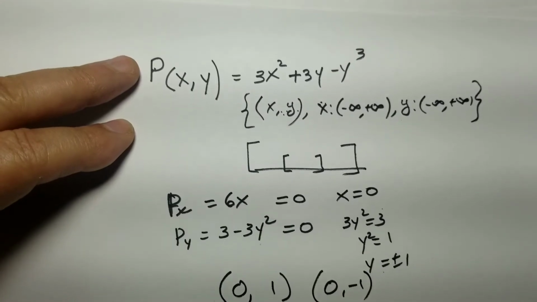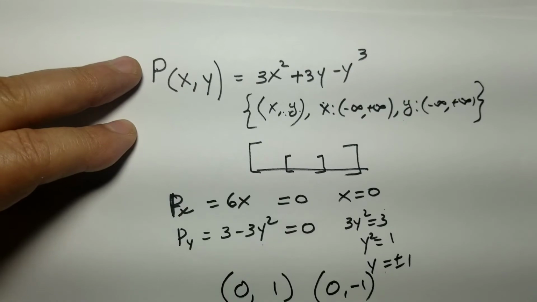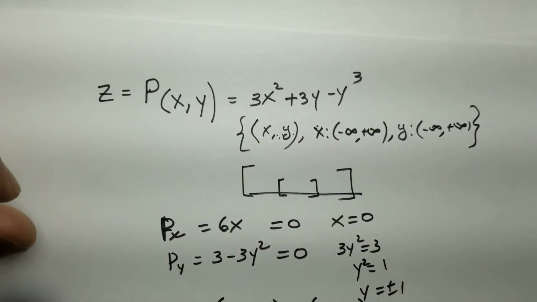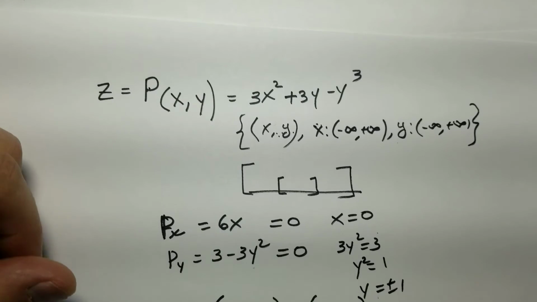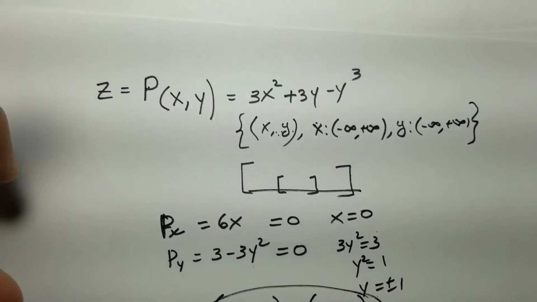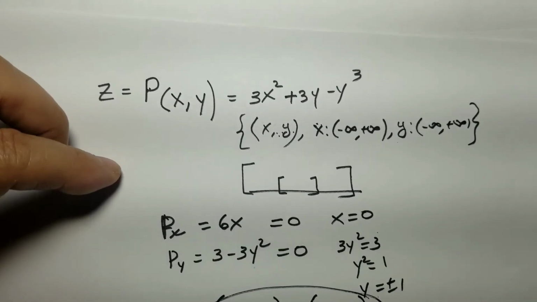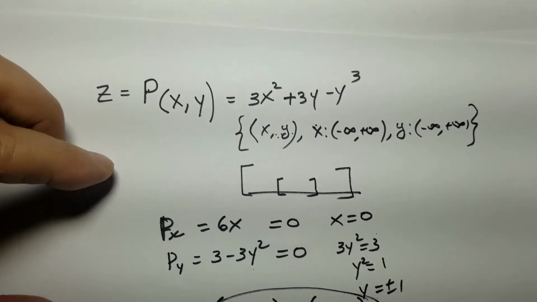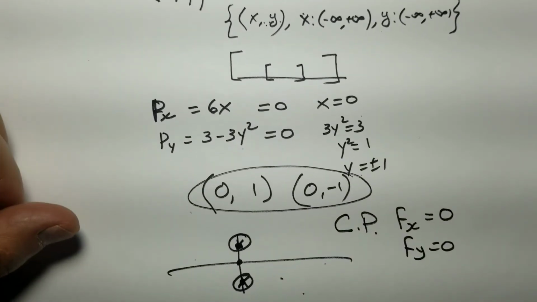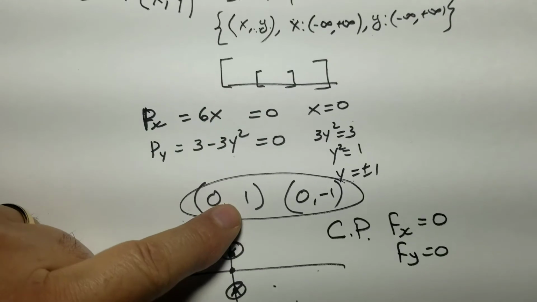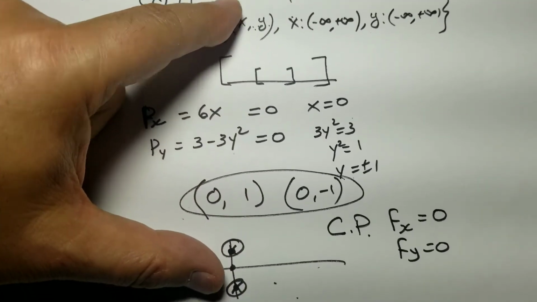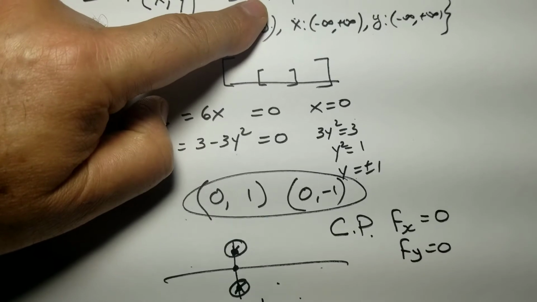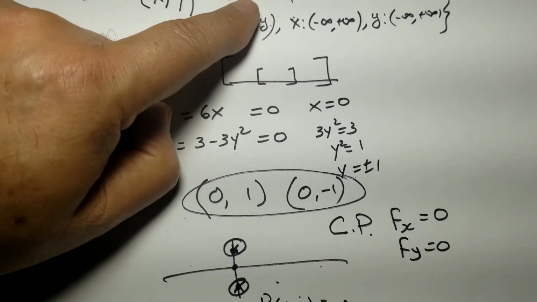At those ordered pairs here and here, I don't know my z value when I put those numbers in. My z value is going to become a max or a min. But at least I found the critical points. These are my critical points. How do you find the critical points? Find f sub x equal to 0 and f sub y equal to 0 and solve for an ordered pair. Okay, but I found a critical point. I don't know if this one is a max or a min. Oh, that's easy. That's very easy. If I replace 0 and 1 right there, you get 0.